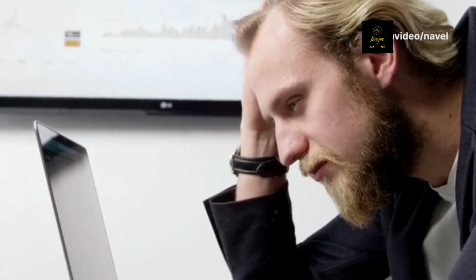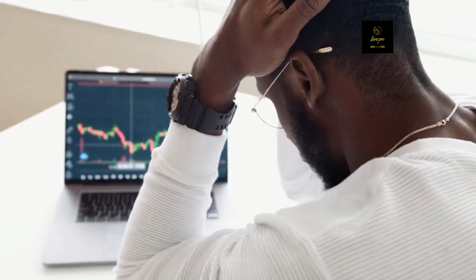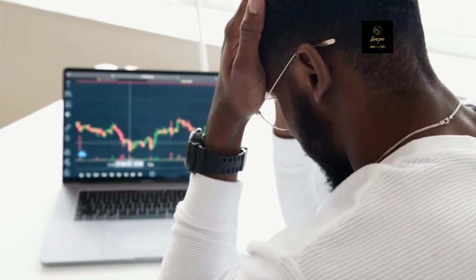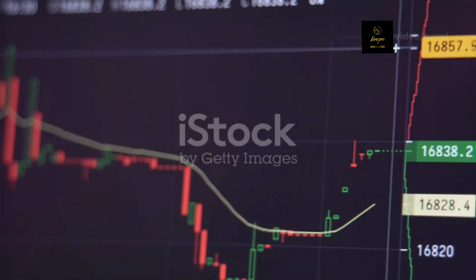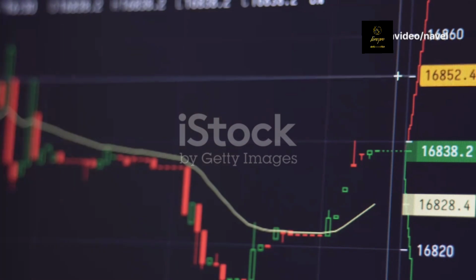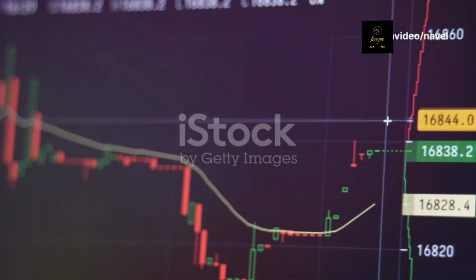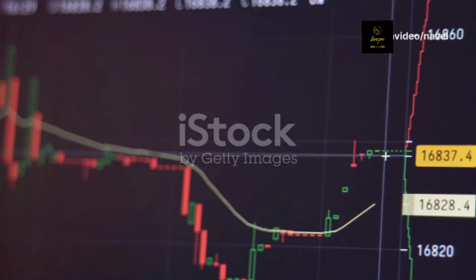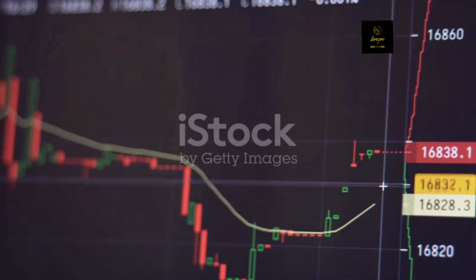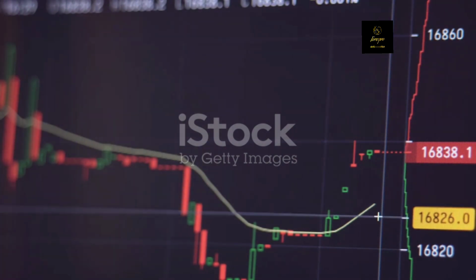Imagine placing a buy order for a currency pair at 1.2000, but the order gets filled at 1.2005. That's slippage. Slippage usually occurs during periods of high volatility or low liquidity, where prices are moving rapidly and there aren't enough buyers or sellers at your desired price.